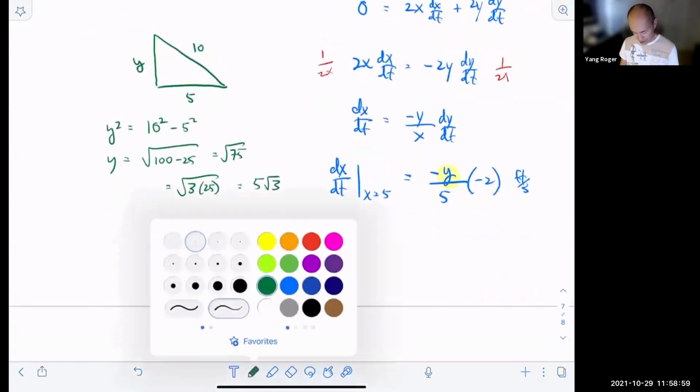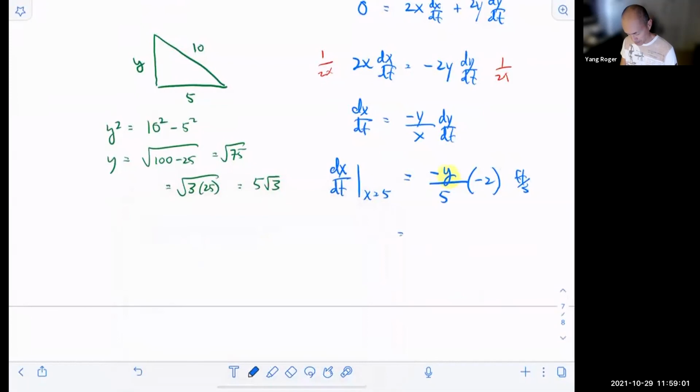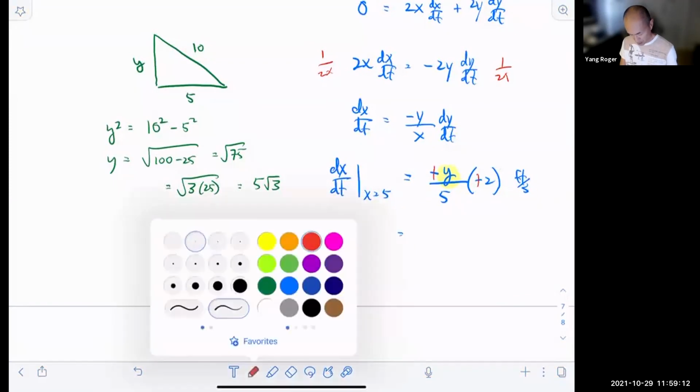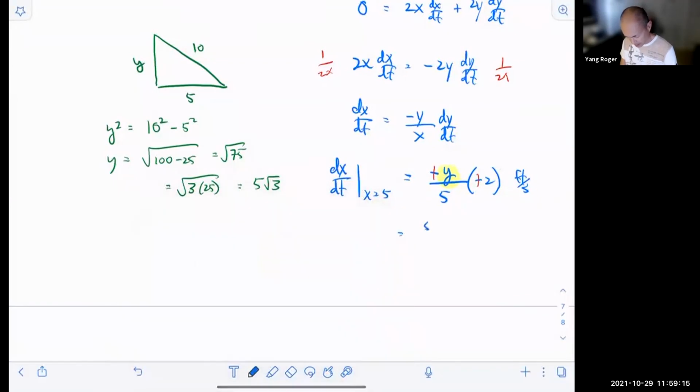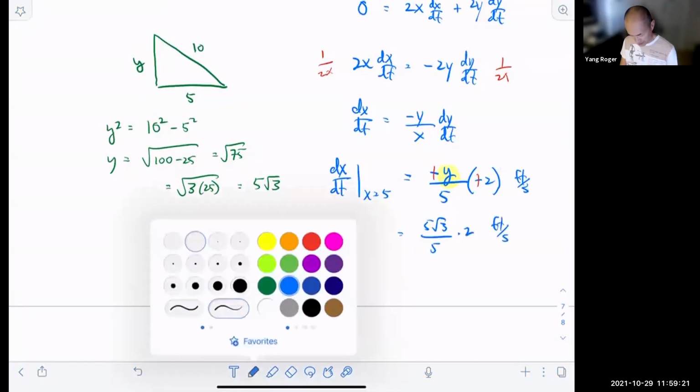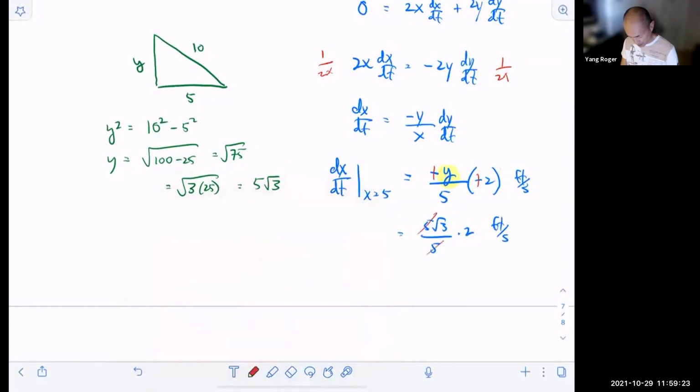So our final answer is going to be, oh, the negative times a negative is going to give me a positive. My y was 5 rad 3, divided by 5, times 2 feet per second. So again, the numerator and the denominator here cancel. And then I end up with 2 rad 3 feet per second as my final answer.